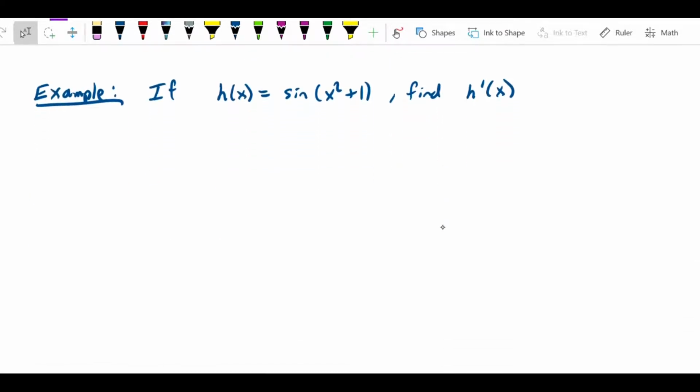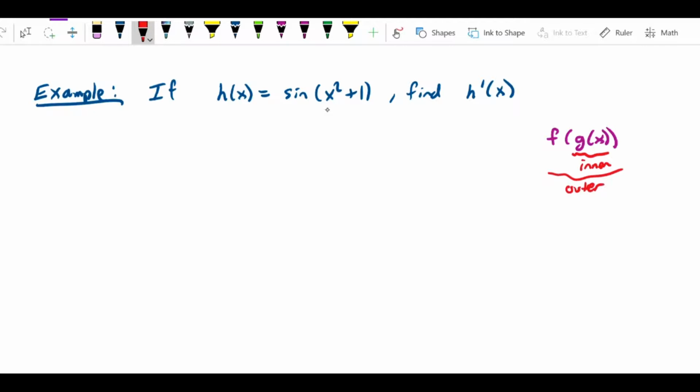So let's suppose that h of x is equal to sine of x squared plus 1. Find h prime of x. The thing you have to do when you're looking at a possible chain rule problem is you have to realize that the chain rule is about functions where you have an inner function and an outer function. So this g of x in this case is the inner function, and then f of x is the outer function. You have one function wrapped around another.